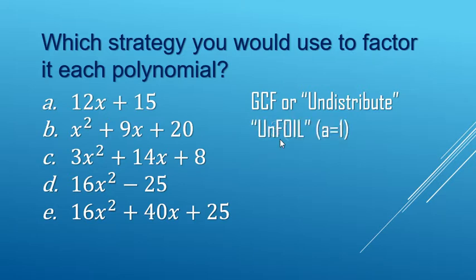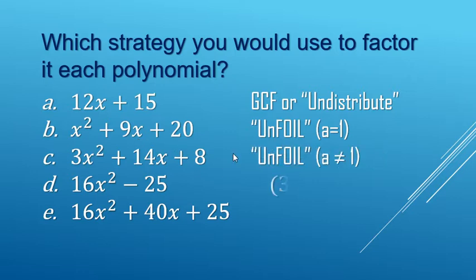Letter B is an example of unfoiling, where there is no number in front of the x squared term. In other words, the leading coefficient a is 1. So we start with our parentheses. We put x and x for the firsts, and then the lasts are going to be the numbers that multiply to 20 and add to 9.